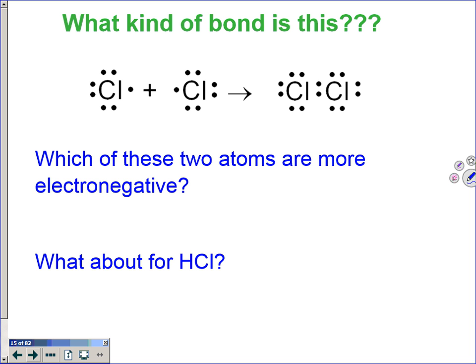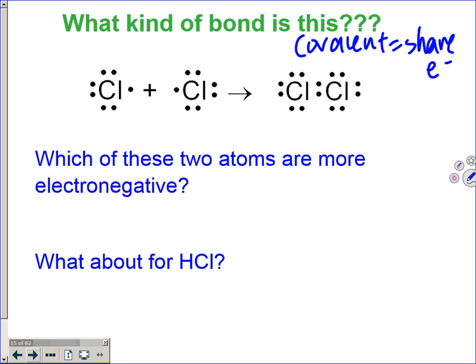So Marissa, what do you notice is happening in this kind of situation? Are we sharing electrons or are we donating electrons? Sharing, right? So what kind of bond would you consider this to be? Covalent. Okay. So if it's a covalent bond, you share electrons in the middle between 2 atoms.